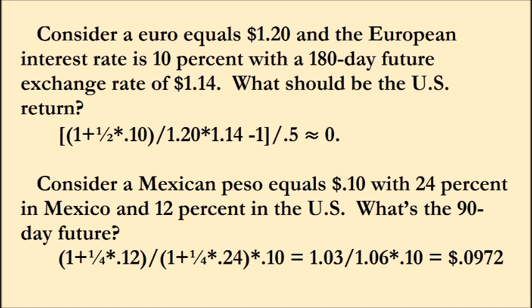Why? That was a 5% drop in a half year, 10% in a whole year, which completely ate up the difference. Let's do another. A Mexican peso is worth 10 cents in the U.S., 24% return in Mexico, 12% return in the U.S., 90-day future, quarter of a year, with just about the appropriate 3 percentage point drop in the value of the peso. Reminding you that the home account is later, the foreign account starts in the spot market.